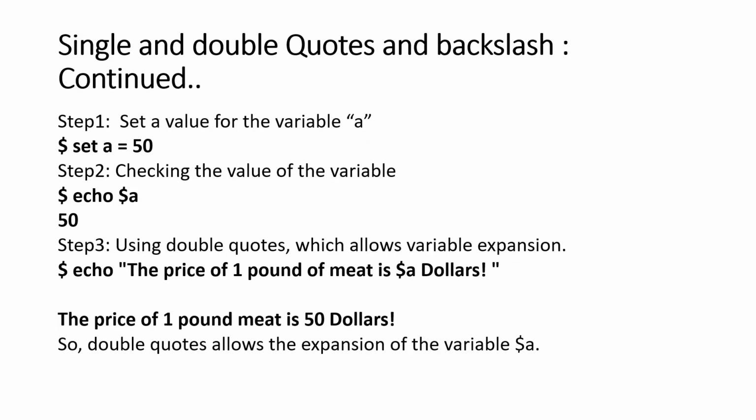Let us start with the double quotes example. Set a variable called a to value 50. Remember, this is a shell variable. Now check the value of the variable a using the echo command. We see that the value is 50. Now perform a substitution in the following statement, which is enclosed in double quotes. The price of 1 pound of meat is $8. We see that the substitution is successful.